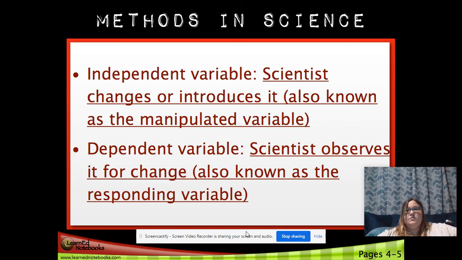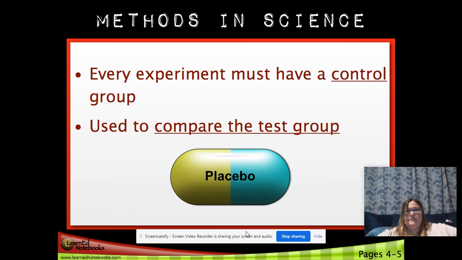Dependent variable is what you're observing to see change. It's the responding variable. So in the experiment that I'm talking about, how does the plant grow? Does it grow at all with milk? Does it grow a little bit? Looking at those types of things, that's the dependent variable. It depends on the independent variable.